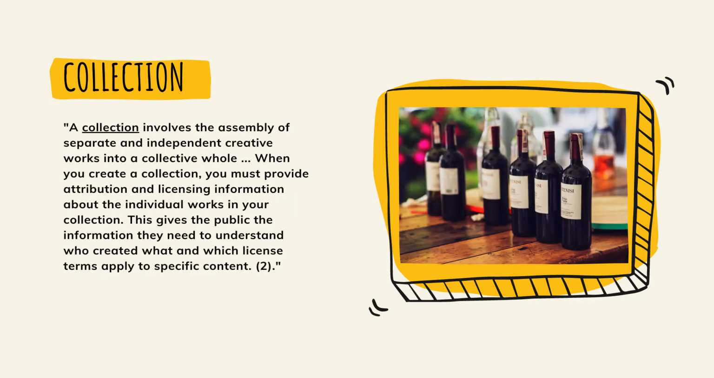On the other hand, a collection involves the assembly of separate and independent creative works into a collective whole. So when you create a collection, you must provide attribution and licensing information about the individual works in your collection. This gives the public the information they need to understand who created what and which license terms apply to specific content.